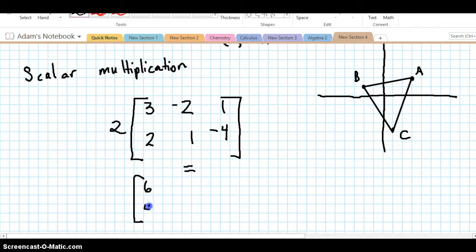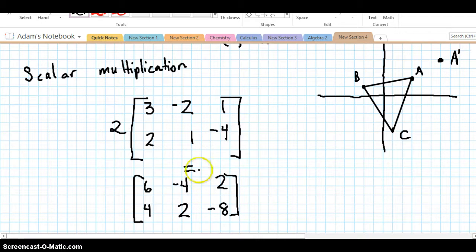2 times 2 is 4, so 4 goes there. 2 times -2 is -4. 2 times 1 is 2. 2 times 1 is 2. 2 times -4 is -8. So now, if I double it, I'm going to have a point at 6, 4. So 1, 2, 3, 4, 5, 6, 4 is my new A.